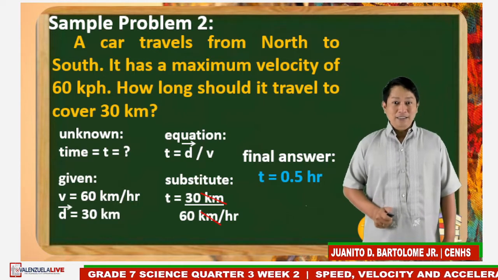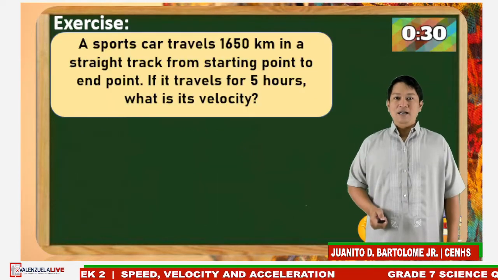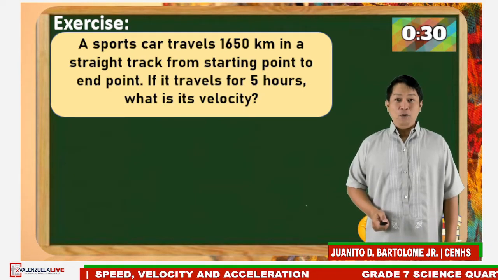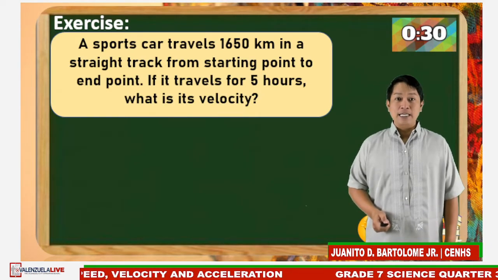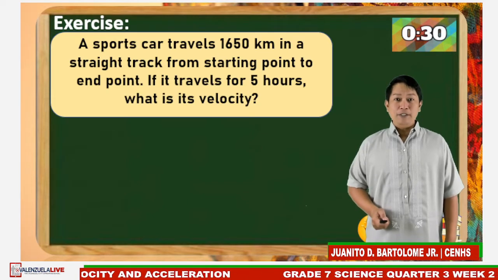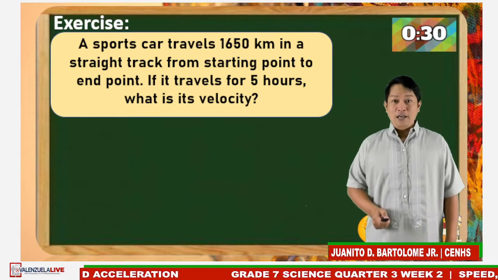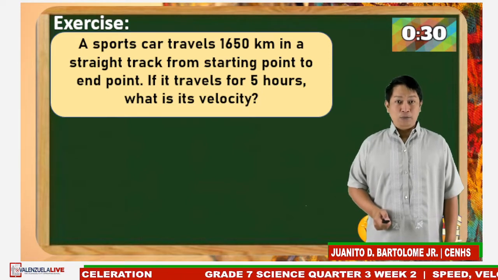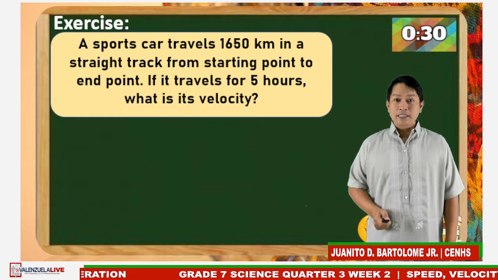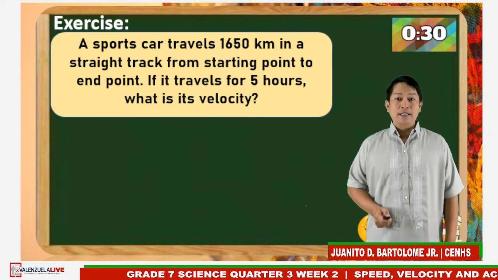Excellent, grade 7. Now, it's your turn to answer this problem. A sports car can travel 1,650 kilometers in a straight track from starting point to end point. If it travels for 5 hours, what is its velocity? I will give you 30 seconds to answer this problem. If you are done answering, type in your answer in the comment section. Your time starts now.